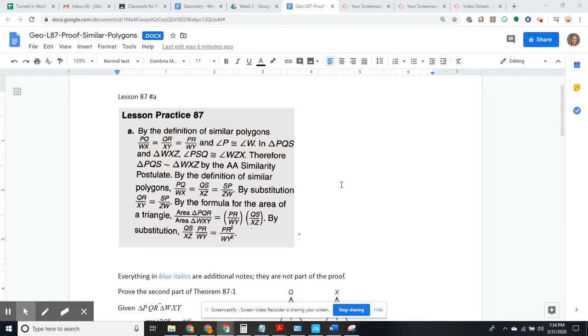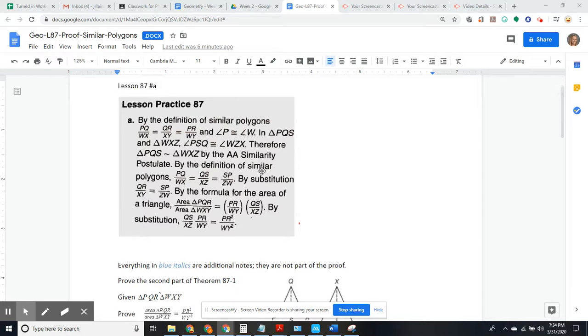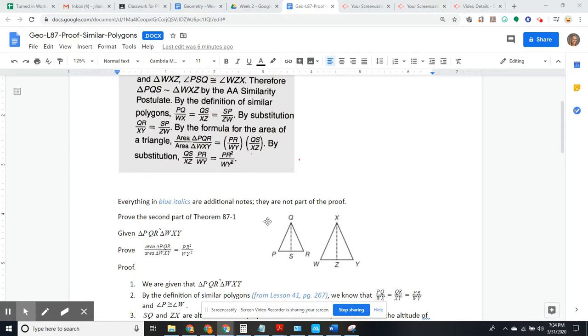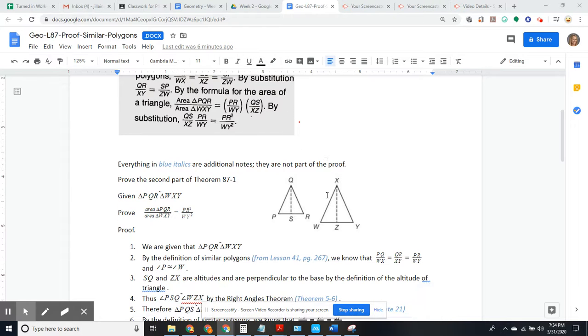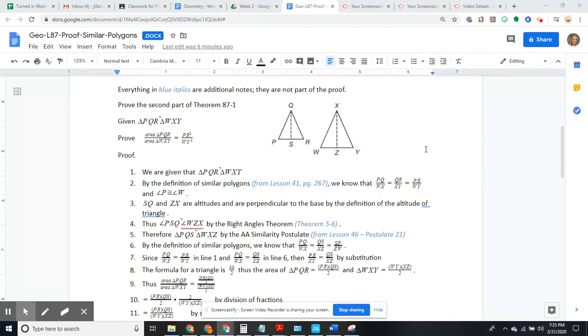Hi, Geometry. I wanted to quickly go over Lesson 87A, in which you had to provide a proof for the second part of Theorem 87.1, which is that similar polygons have a related ratio. The ratio of their areas is also related. So you're given specifically this part of the proof.